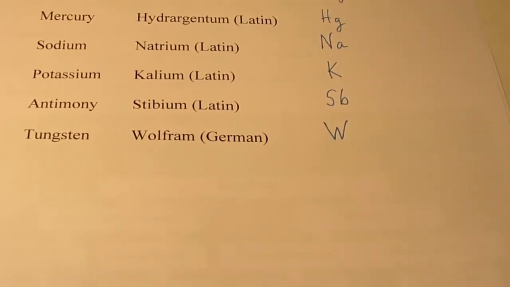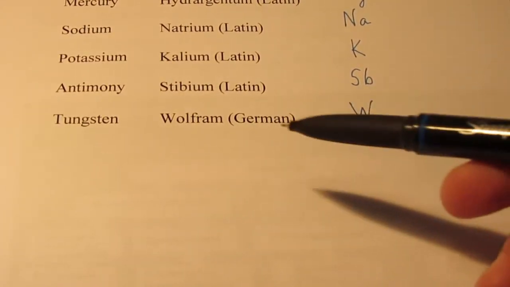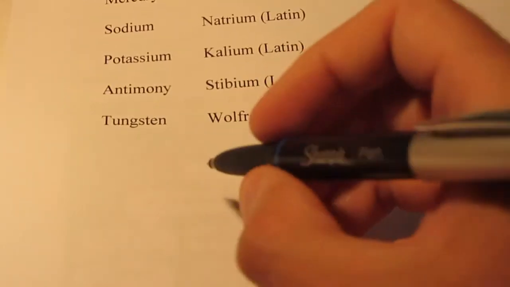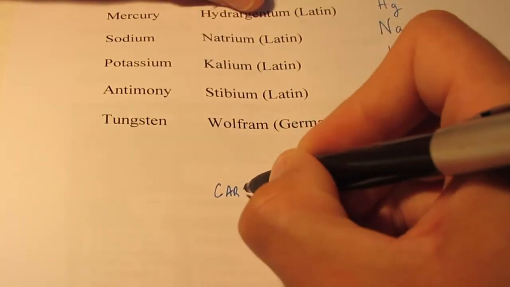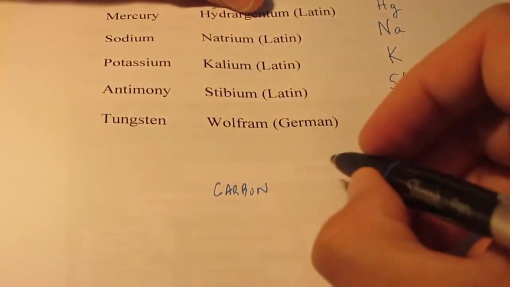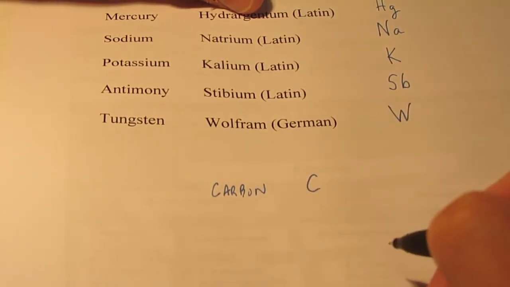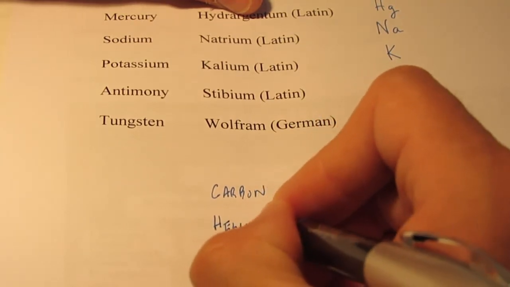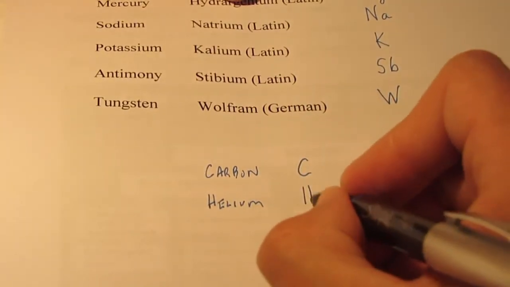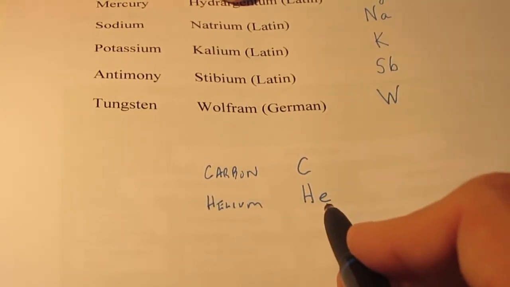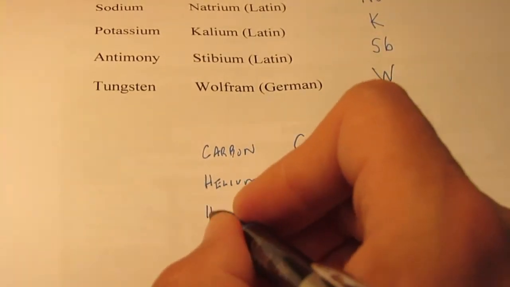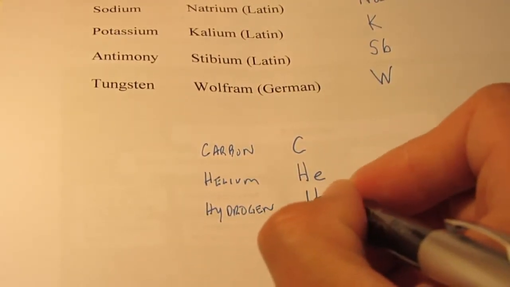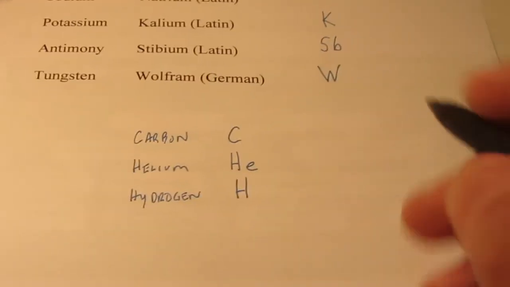Like I said earlier, at the beginning of your notes, there are several elements whose spelling and symbol you must know. Most are obvious. So for instance, if I had you write the symbol for carbon, I hope you guys would write C, an uppercase C. What do you think the symbol for helium is? It is He. Notice the second letter is lowercase. Hydrogen is the uppercase H.